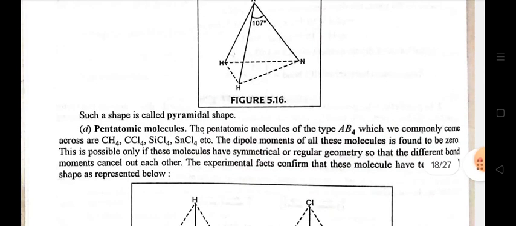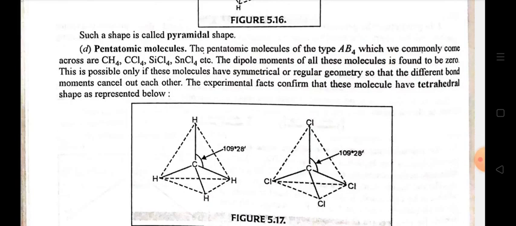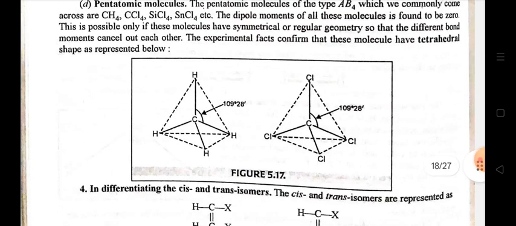Pentaatomic molecule. The pentaatomic molecules of the type AB4 which we commonly come across are CH4, CCl4, SiCl4 and SnCl4 etc. The dipole moment of all these molecules is found to be 0. This is possible only if these molecules have symmetrical or regular geometry so that the different bond moments cancel out each other. The experimental fact confirms that these molecules have tetrahedral shape as represented below.